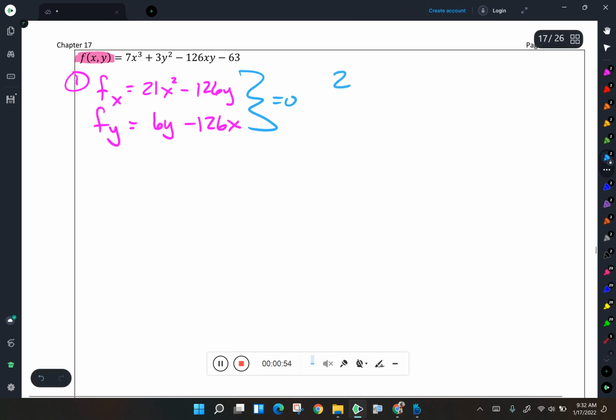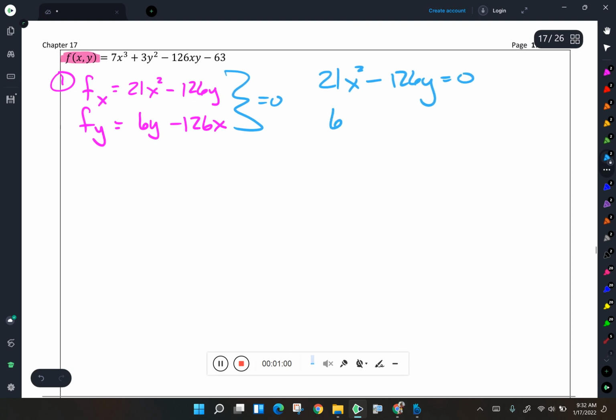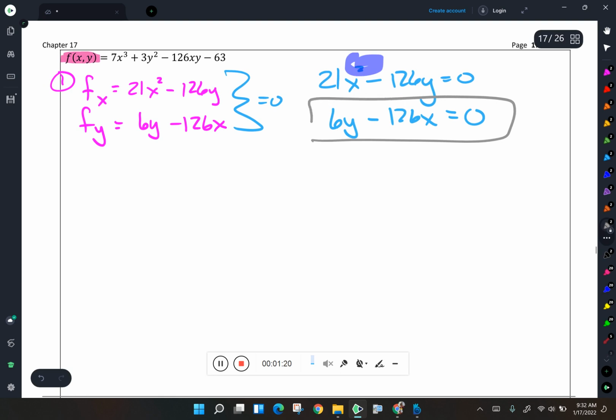So I've got 21x squared minus 126y equals 0, and I have 6y minus 126x equals 0. This is a non-linear system because of that squared, so I can't use elimination or techniques like that. It looks like I'll probably have to use substitution. I am going to solve this second equation for y because it looks easy, and then substitute that into the first equation.